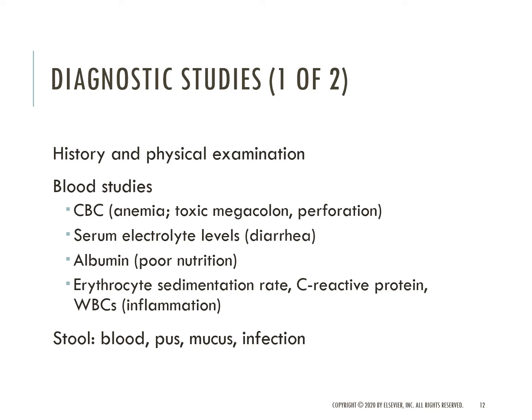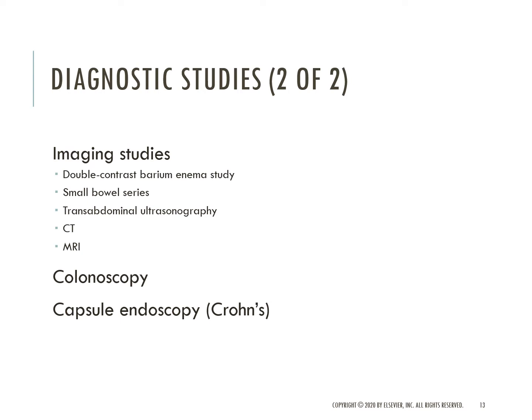This is diagnosed by starting with history and physical exam, blood studies including CBC, electrolyte panel, albumin to get an idea of their nutritional level, white blood cells, and then stool. It typically has a little bit of blood, pus, mucus, and it might be positive for infection or white blood cells. Imaging studies include barium enema, small bowel series, certain types of ultrasound, CT, MRI, and then also there's colonoscopy and endoscopy.